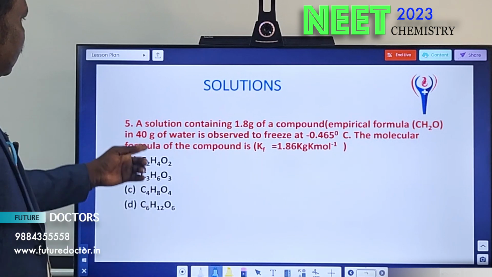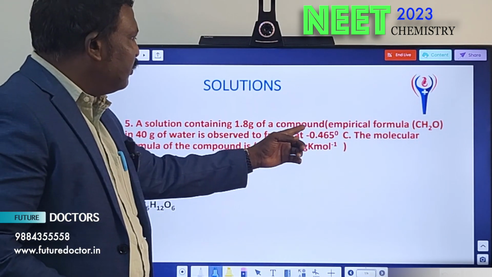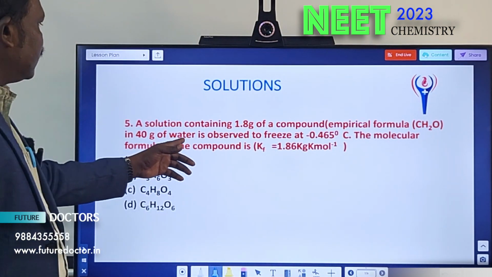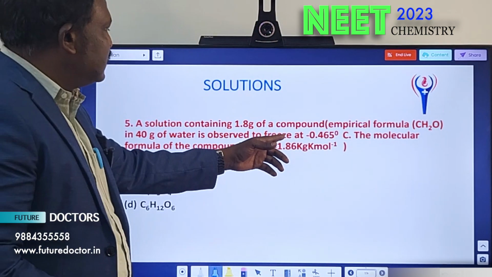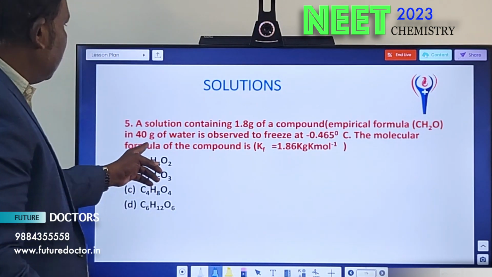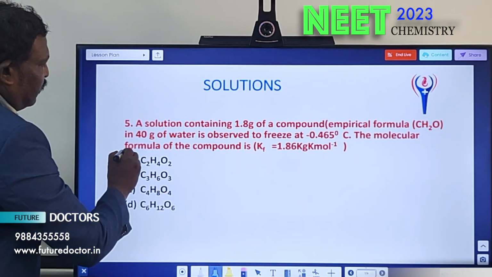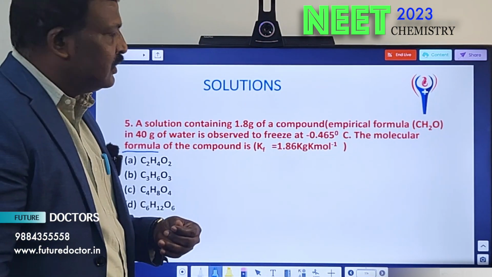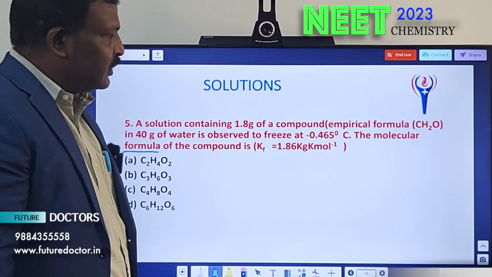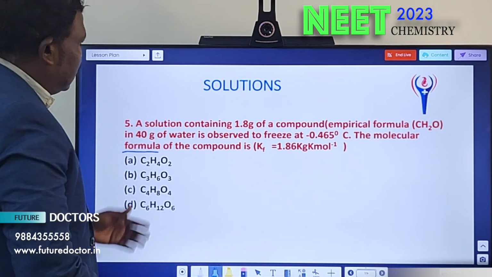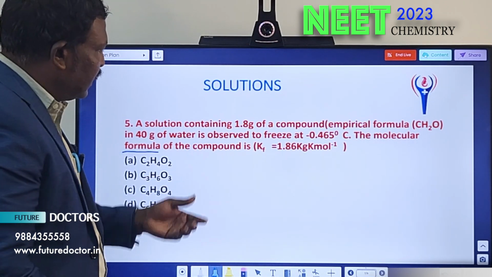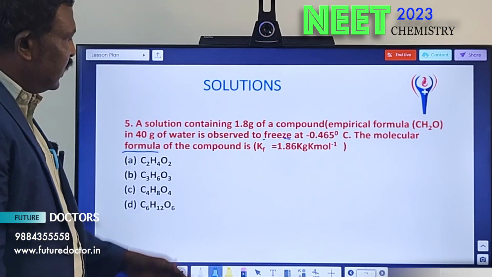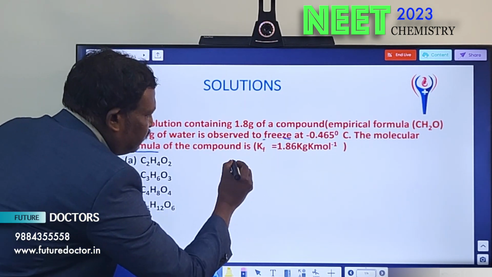Right. Fifth one, a solution containing 1.8 gram of a compound with empirical formula CH2O in 40 gram of water is observed to freeze at minus 0.46 degrees Celsius. Usually they'll ask only the molecular mass, but they are asking here the molecular formula. Some are different, some are lengthy also. Usually we should find out the molecular mass. Now they are asking to find out the molecular formula. Now see, it's freezing point. So what's the formula for depression of freezing point?